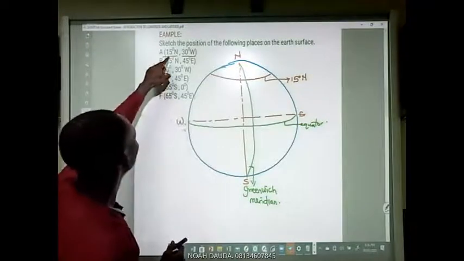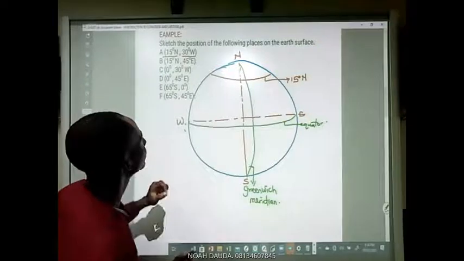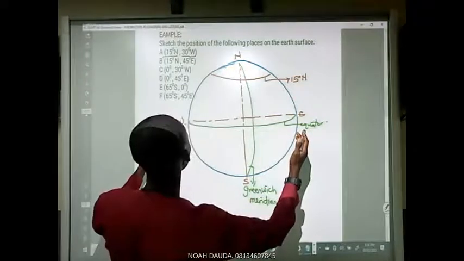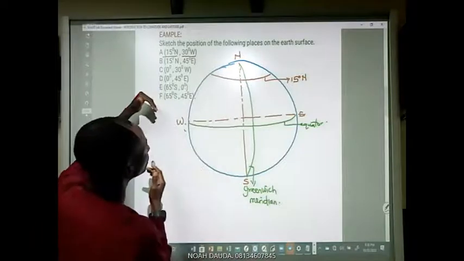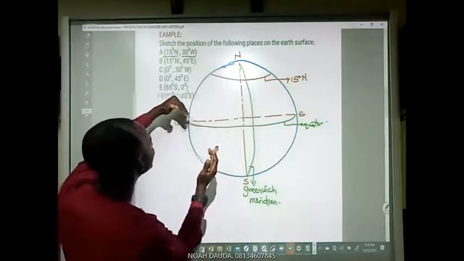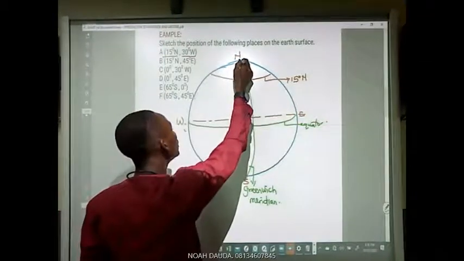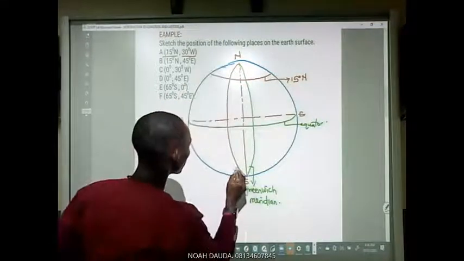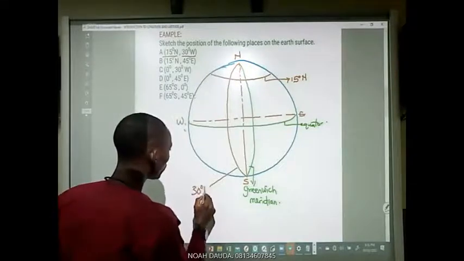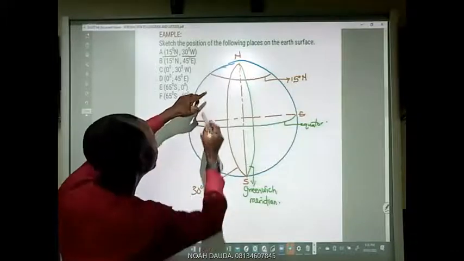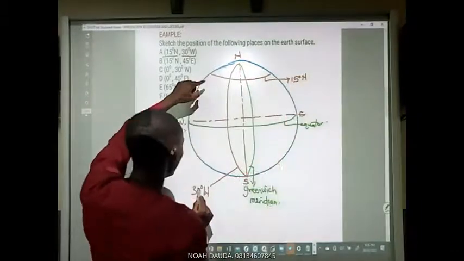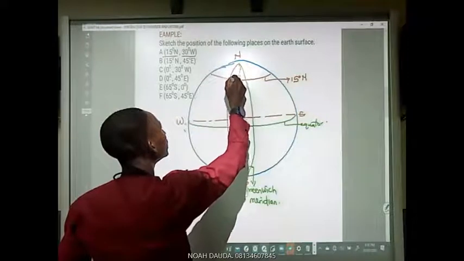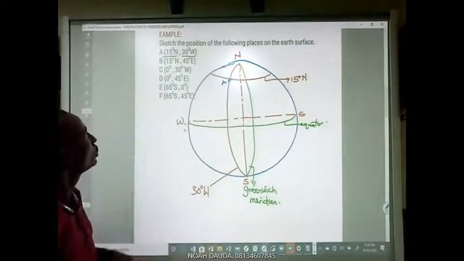I do want again to consider the next one, which is 30 degree west. To consider your 30 degree west, this is your eastern direction and this is your west direction. Now, the 30 degree west will be placed along this region. So when you are placing the angle along this region, you are going to be having it this way. Now, this particular line is what we call line 30 degree west. The point at which 15 degree north and 30 degree west intercept is known as a point A. So this is my point A, and I'm done.